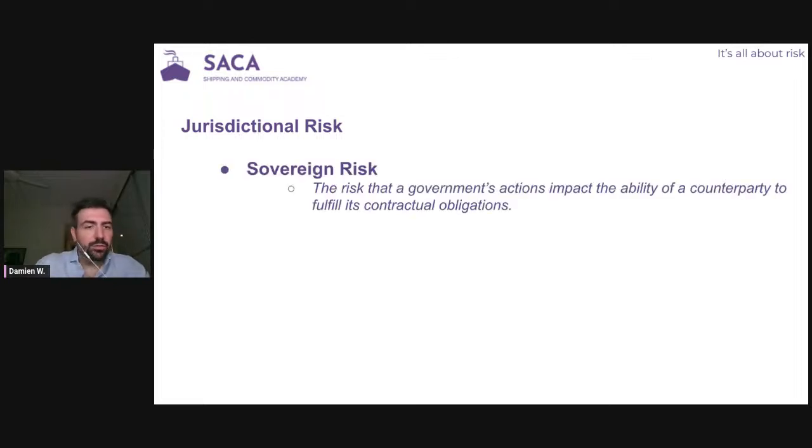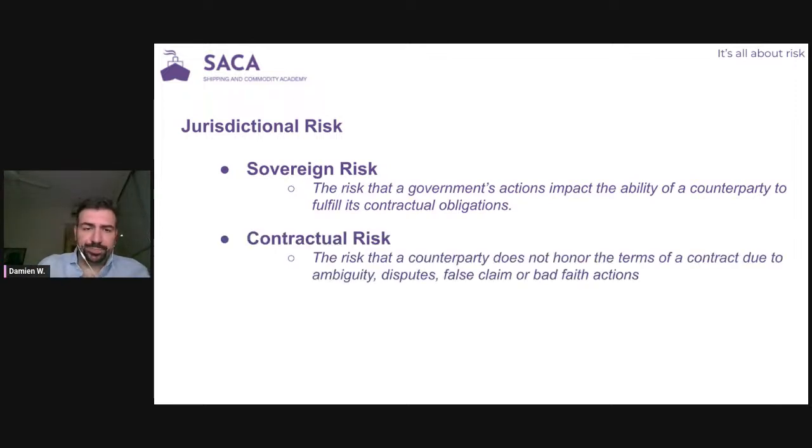So the first one, the biggest one, is sovereign risk: the risk that a government action impacts the ability of a counterparty to fulfill its contractual obligation. All right, if the government bans the export of some product, or I don't know, jacks up the tariff so big that it makes no sense for people to export or whatever, then we can call it a sovereign risk.